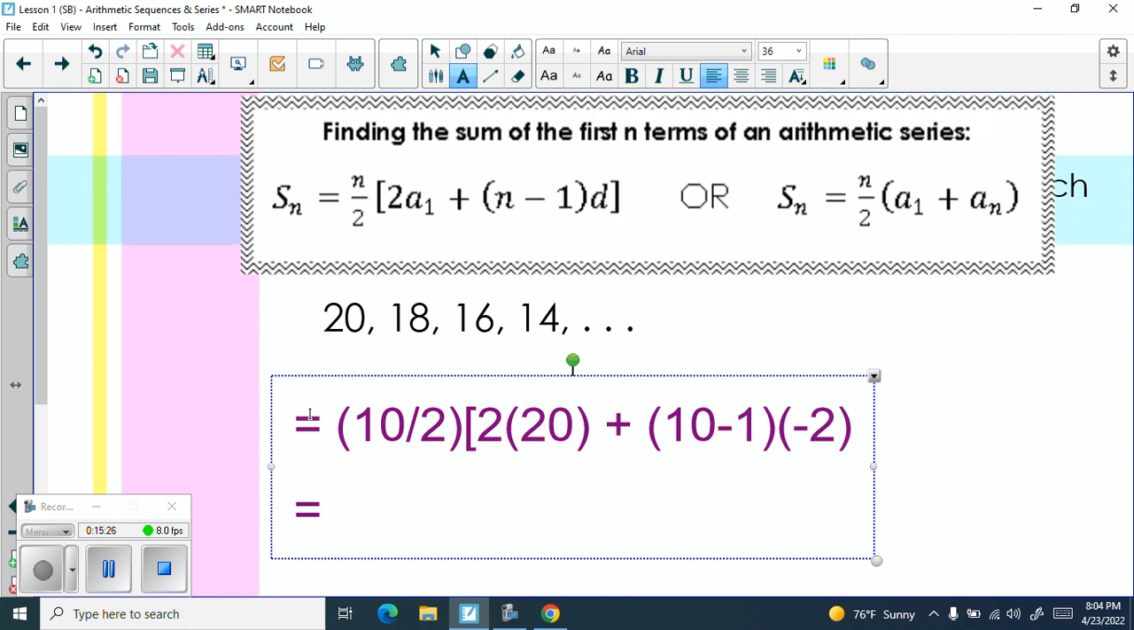Okay, so a lot of this is pretty basic math. So 10 divided by 2 is 5. Okay, 20 times 2 is 40. 10 minus 1 is 9, times negative 2 is negative 18. All right, 40 minus 18 is 22, and times 5 gets me 110.